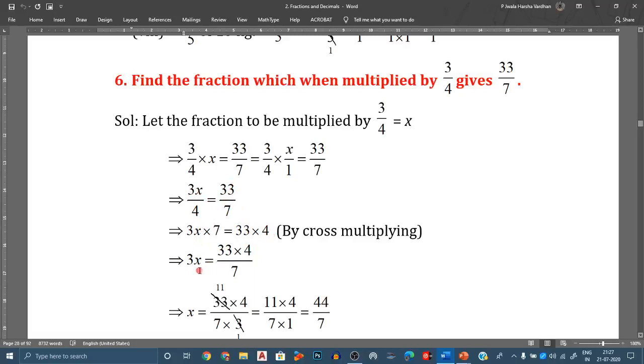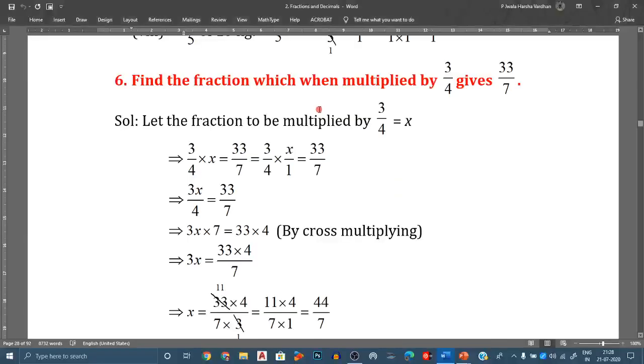But you want here 3x only. The x value you want actually. That's why I am sending this 7 to that side. Otherwise, if you divide both sides by 7 also, you will get the same. I will show you how to do that. So now I am writing here 3x into 7 is equal to 33 into 4. Now I want the x value, so I am dividing both sides by 7 here.